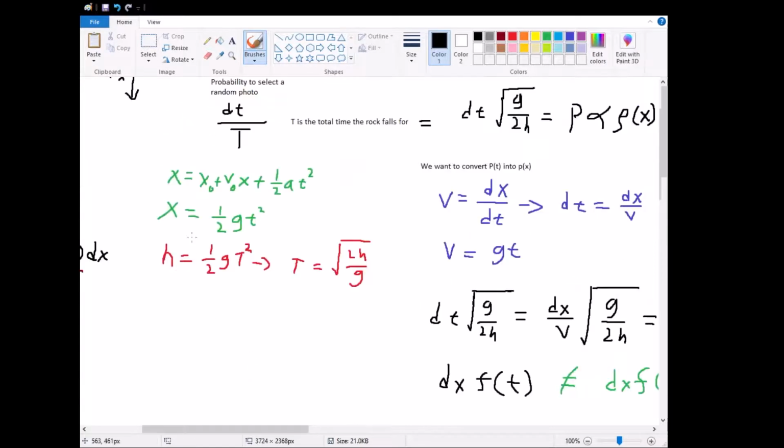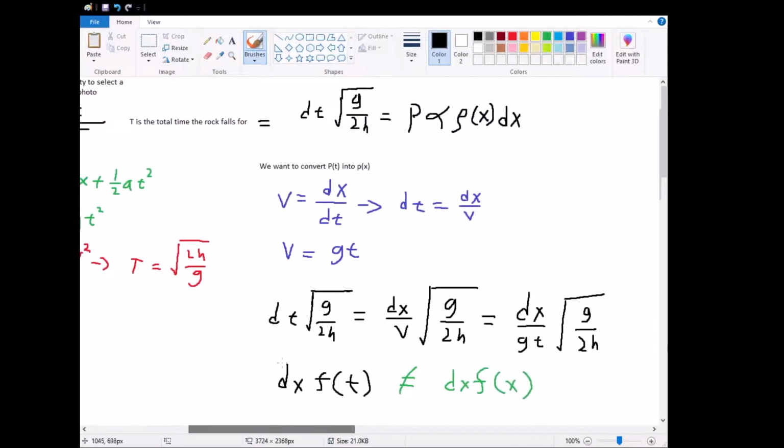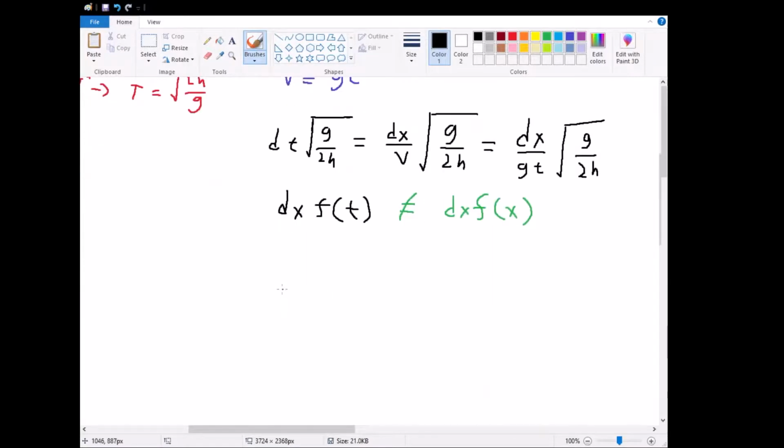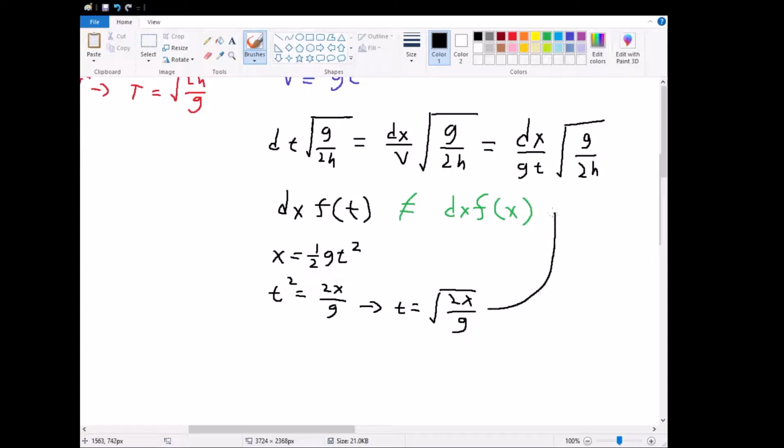Well, if we look back here, we know that x equals 1/2 gt squared. So we can take advantage of that and say, okay, x equals 1/2 gt squared. If we isolate t, we get t squared equals 2x over g, or t equals square root 2x over g. And we can plug that in up here.